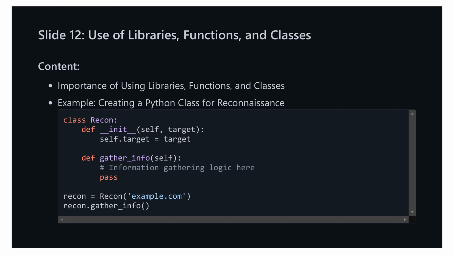In this example, our class can be easily extended with more functionality to perform various reconnaissance tasks. By structuring our code using classes, we make it scalable and maintainable, aligning with good software development practices. Next, we'll explore some of the essential tools used in reconnaissance and enumeration and discuss their significance in penetration testing.